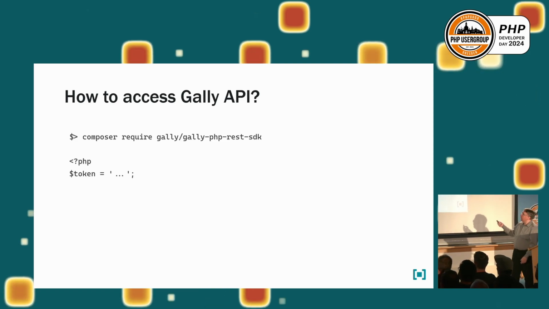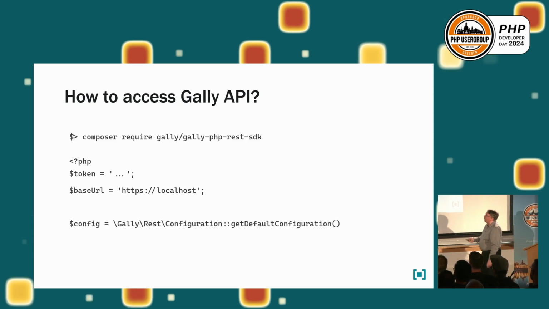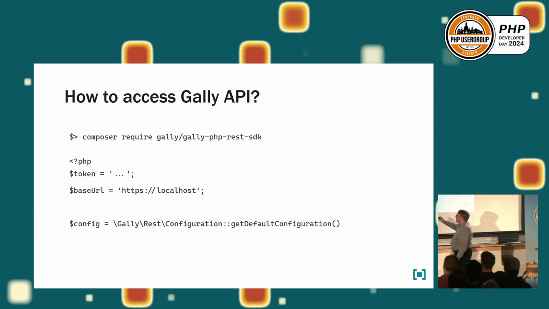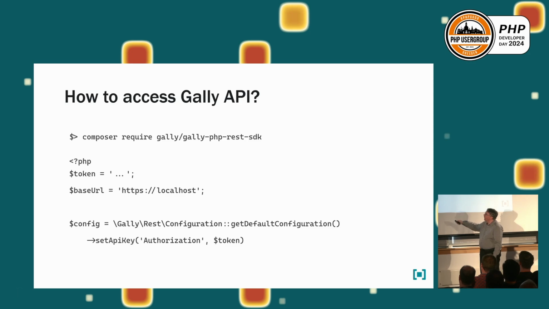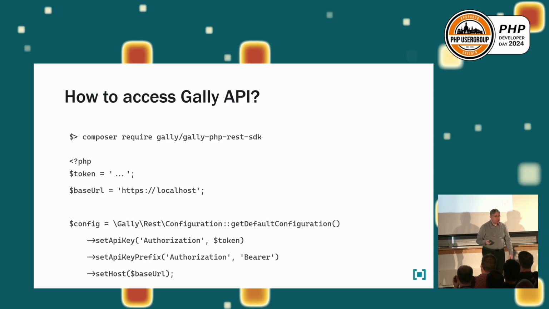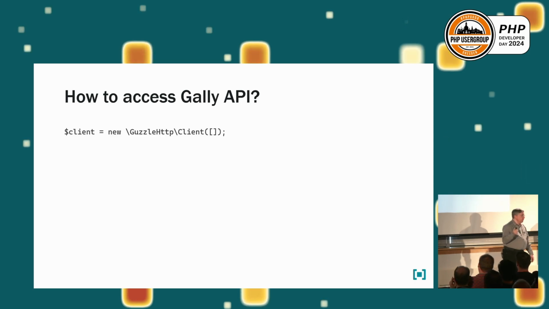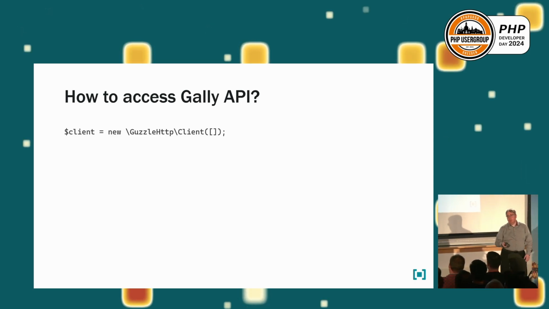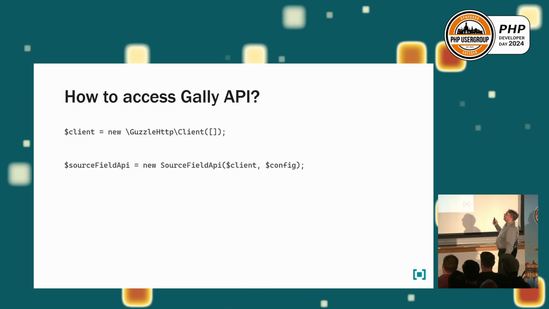So you need to define your access token, you need to define a base URL, then create a Galley configuration object, set the authorization token, set the bearer authorization, set the host, and then you create a Guzzle HTTP client because that's what they are using under the hood.